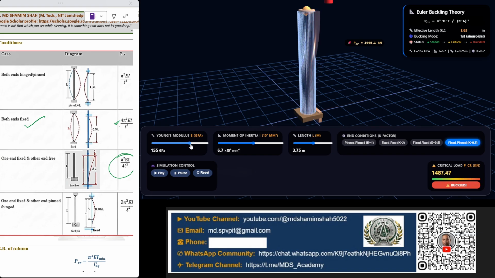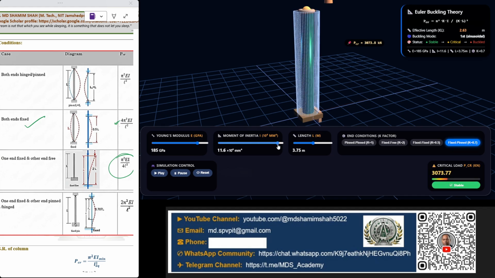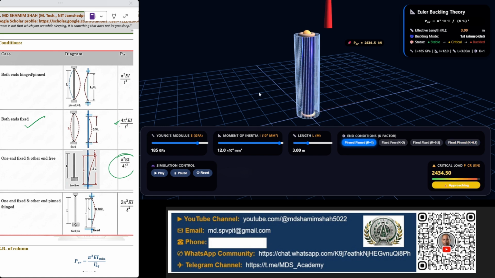Now I'm just increasing the E and I. Let's decrease the length and check the different cases. This shows how different variables affect the buckling of the column.